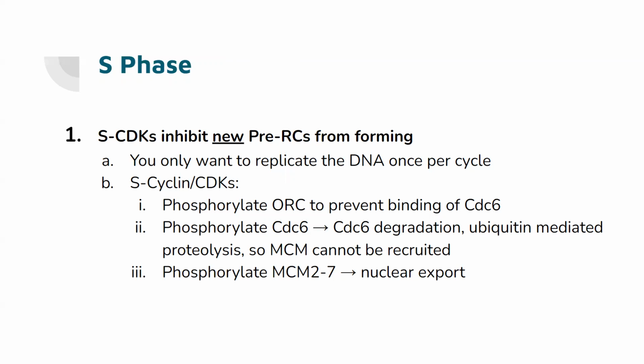This is before the pre-RC is formed. Once CDC6 is phosphorylated, it goes on to degradation through ubiquitination, or ubiquitin-mediated proteolysis. Once that happens, the MCM cannot be recruited and you don't have the formation of the pre-RC. And once MCM2-7 gets phosphorylated as an MCM2-7 complex, it gets exported from the nucleus.